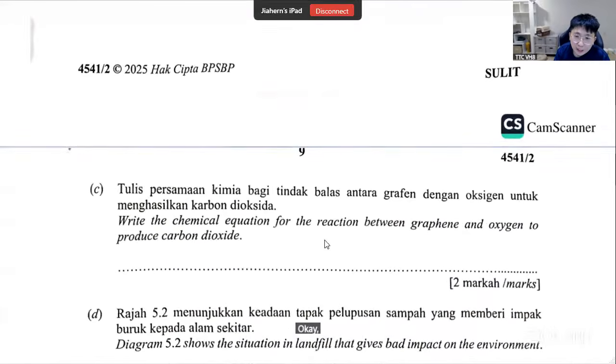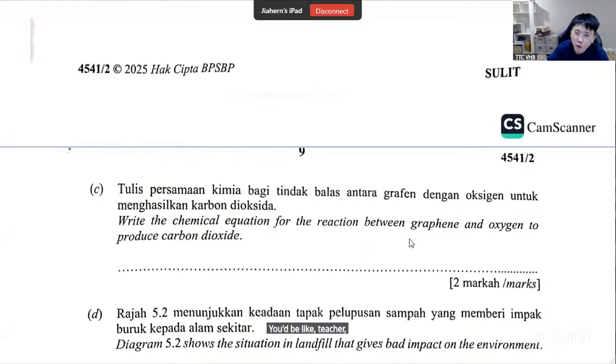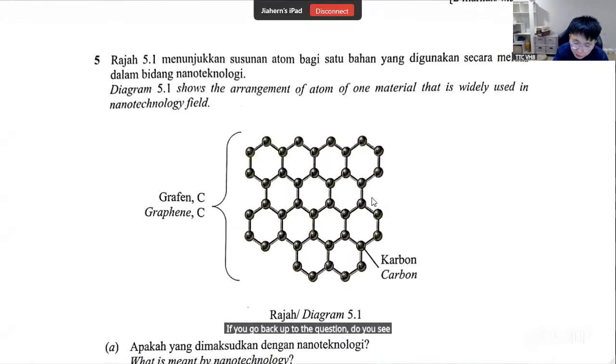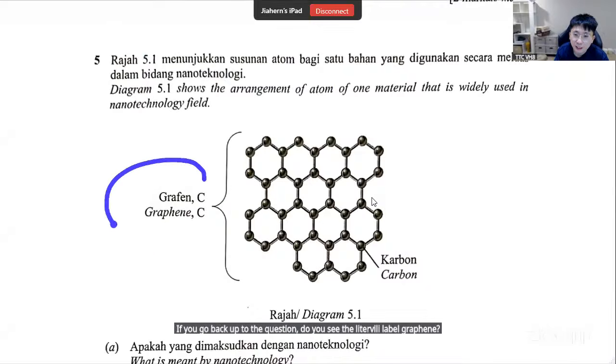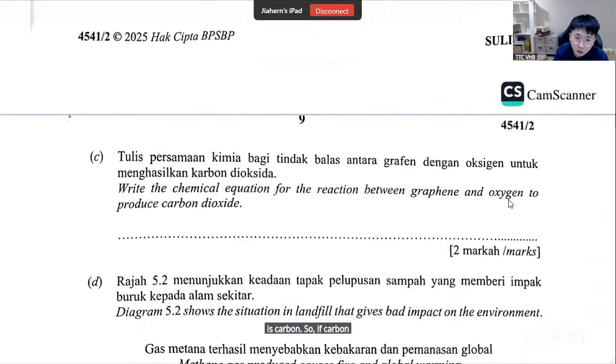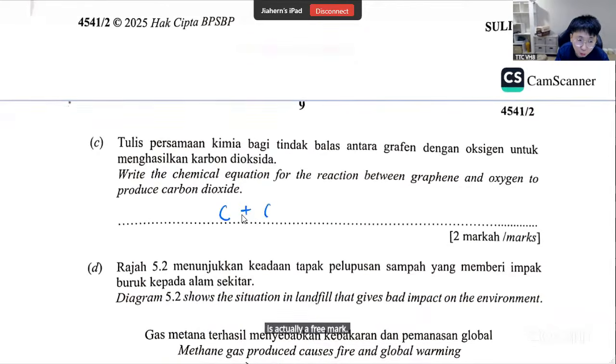Okay, going down, write the chemical equation for the reaction between graphene and oxygen to produce carbon dioxide. Guys, you'll be like, teacher, how I know what is graphene? If you go back up to the question, do you see they literally label graphene is carbon? So if carbon now reacts with oxygen, becomes carbon dioxide, can you write the equation? Guys, it's actually a free mark. C plus O2 becomes CO2. Already balanced. 2 marks. So nice.